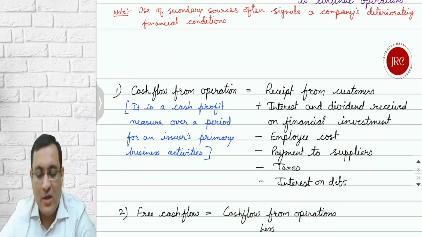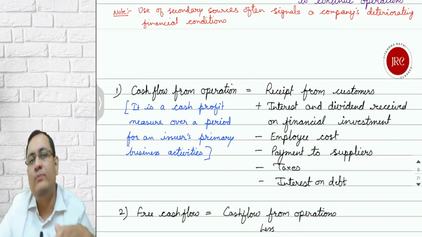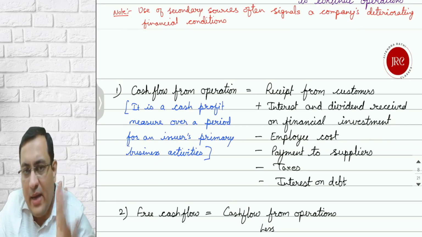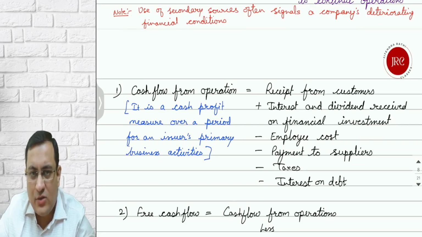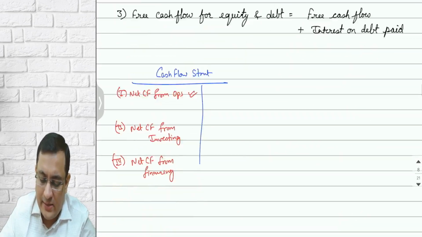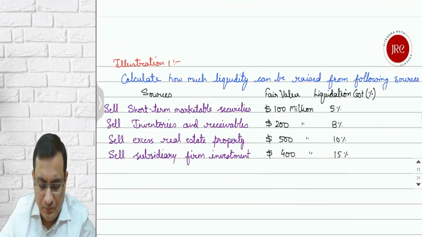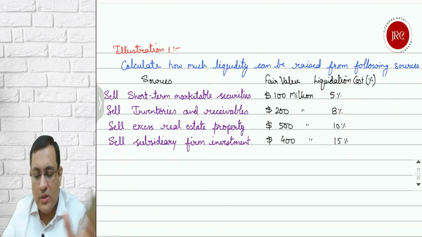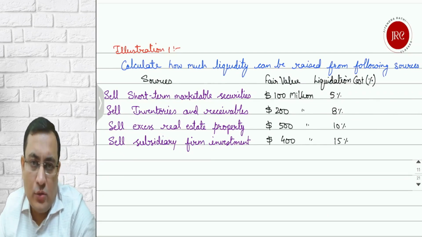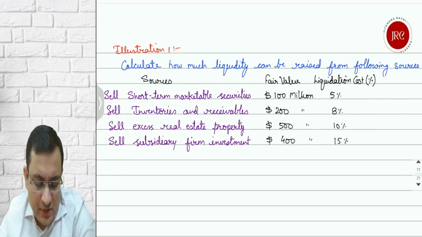Next, what type of question may we get? Number one, they may give you an activity and ask whether it is a primary source or a secondary source. And one numerical example, let's take that numerical example. Calculate how much liquidity can be raised from the following sources. They will give different sources.